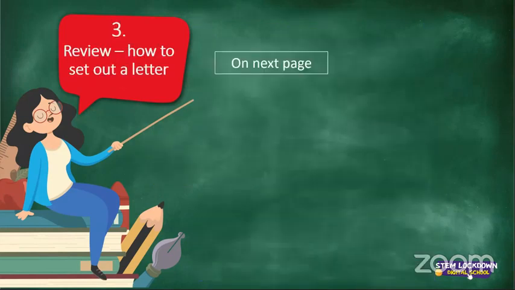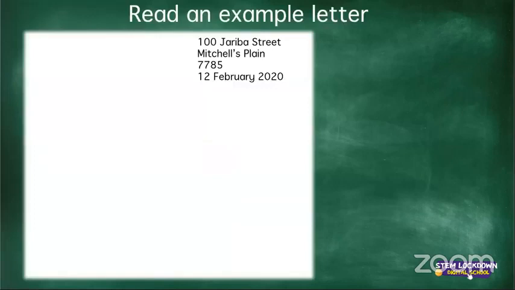Okay, now we're going to review how to set out a letter. This is always an important thing in every grade. So the sooner you know it really well, the better. Do you remember this letter that we read? 100 Yariba Street, Mitchell's Plain, 7785, 12th of February 2020. You can read it with me to practice your reading.